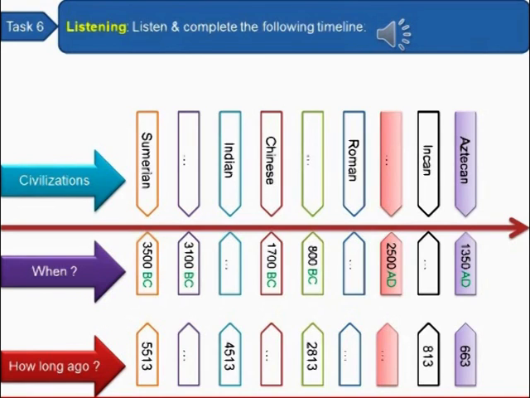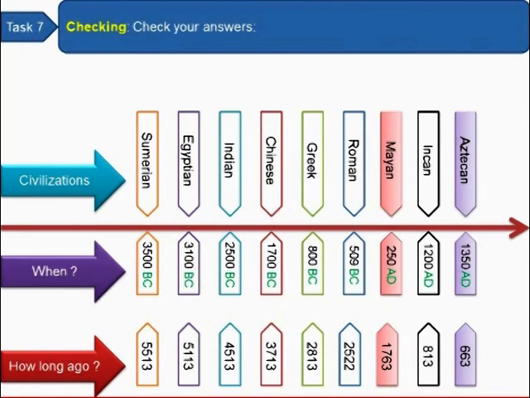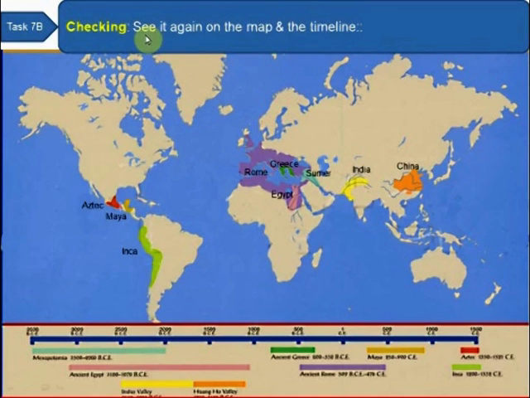i.e. 1763 years ago, the Incan in 1200 AD, that is to say 813 years ago, and the Aztecan in 1350 AD, that is 663 years ago. Check your answers. Check it again on the map and the timeline.